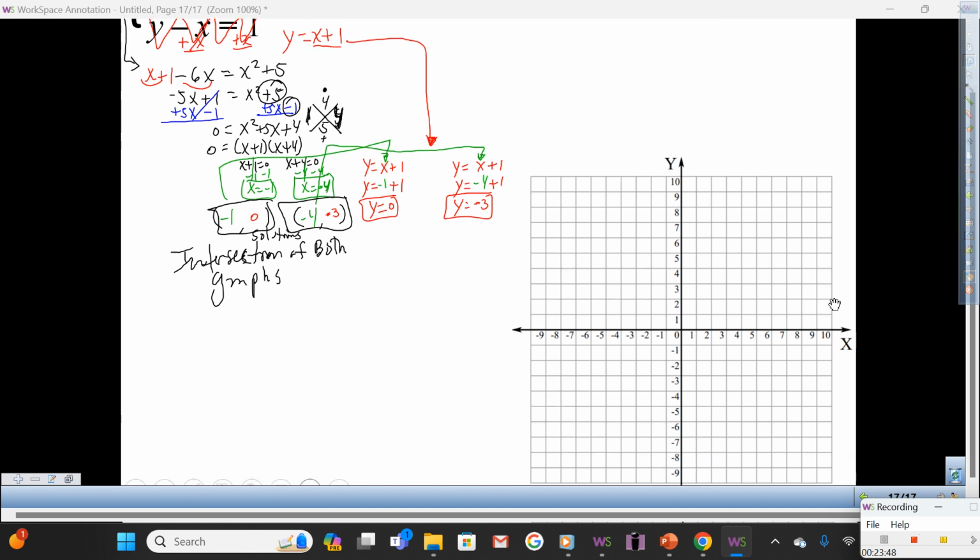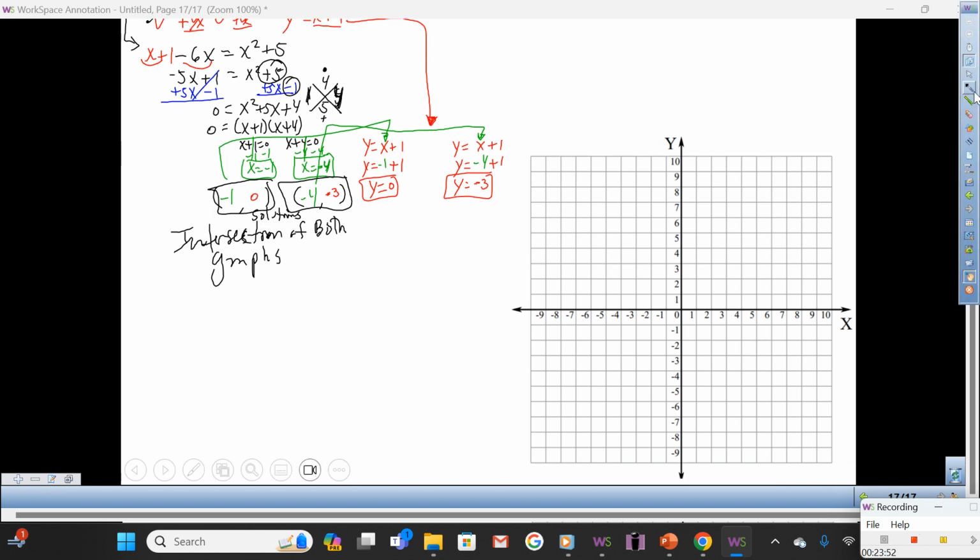So with that said, if both graphs intersect at those points, let's plot those points in green on our coordinate plane. Let's do that, please. Negative 1, 0. Negative 1, 0 is here. Oh, let me switch to green. Negative 1, 0. And negative 4, negative 3. Negative 4, negative 3. So according to what we came up with algebraically, when we graph those 2 equations, they're going to intersect at these 2 points. Okay? So let's see if it's true.